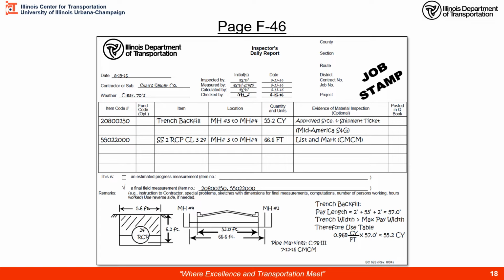As far as the tables go, we can use the table, and that's what was done here. Used a table. From the table, looked up 0.968 cubic yard per linear foot of pay length. Then the calculation, 55.2 cubic yards. That's what we have here. We noticed the material came from an approved source. We have our shipment weight tickets, and we're good to go.